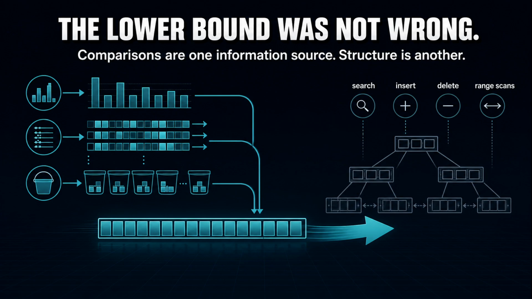So the n log n lower bound is not wrong. It is telling you what happens when comparisons are your only source of information. The specialized linear time family wins only when the data gives you more structure than that. Next time, we look at binary trees, balanced trees, and B trees. How ordered data stays useful when inserts, deletes, and range scans keep happening.